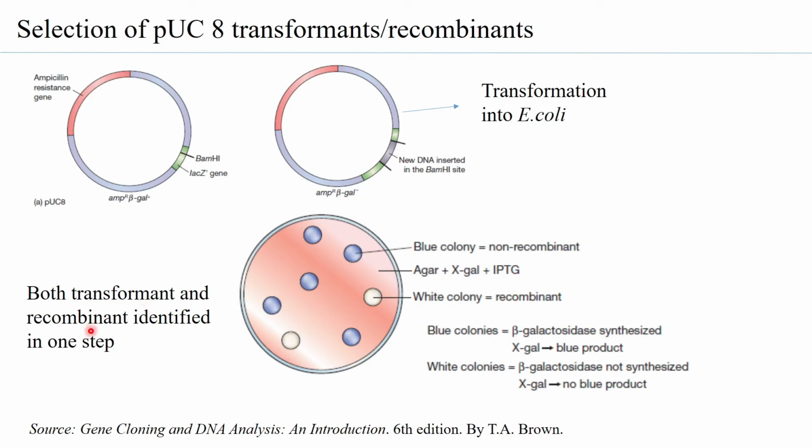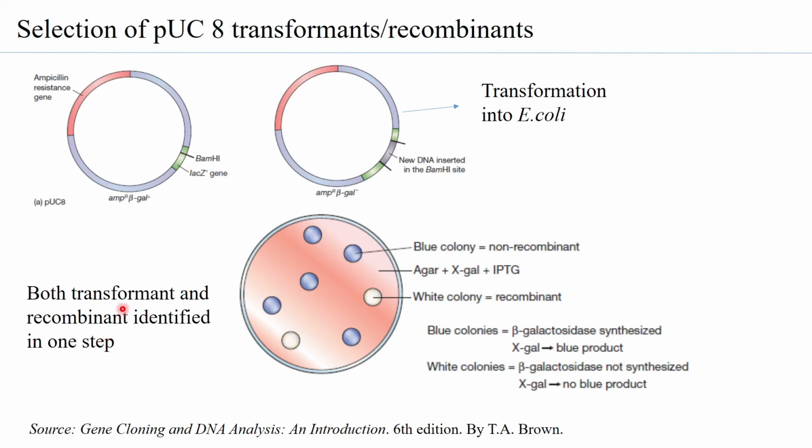So both transformant and the recombinant is identified in a single step, which is one important prospect of using pUC8 when you compare it with pBR322. In pBR322, it was a two-step process where it has to be first grown in ampicillin and then it has to be replica plated on a plate containing tetracycline. And those colonies that would not be found in the tetracycline containing media would be the ones that are recombinants.